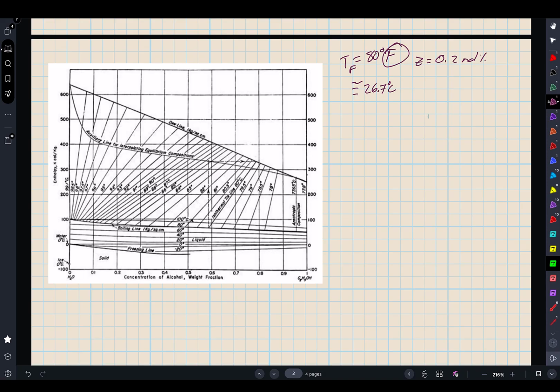To convert mole % to weight %, you can use the molecular weights of each component. In this case, we have ethanol and water, so we need the molecular weight of ethanol and the molecular weight of water. And you can assume a 100 mole basis and go from there.